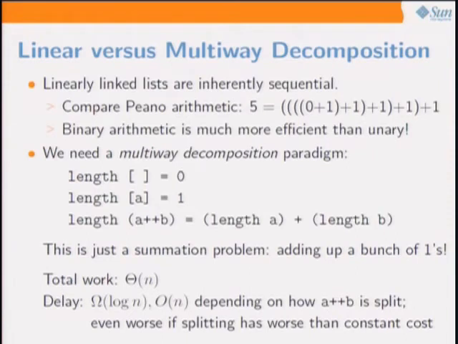Compare this to the definition of arithmetic using the Peano axioms. The number 5 is conceived of as being start with 0, then add 1, then add 1, then add 1, then add 1, then add 1. That's just like a linked list when you're trying to decompose that again. Binary arithmetic is much more efficient than unary because it doesn't compose a number one at a time. Instead, you start with an integer and you divide it in half.